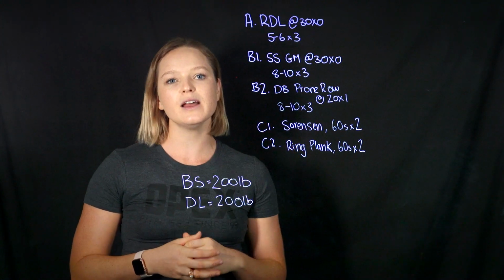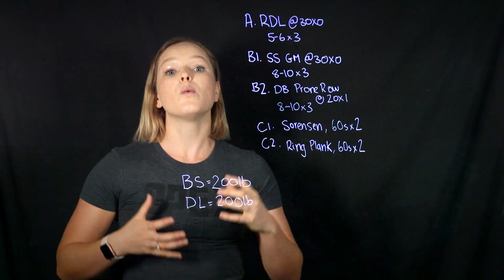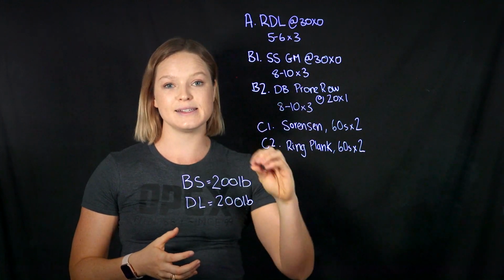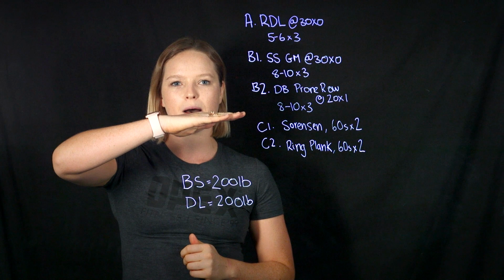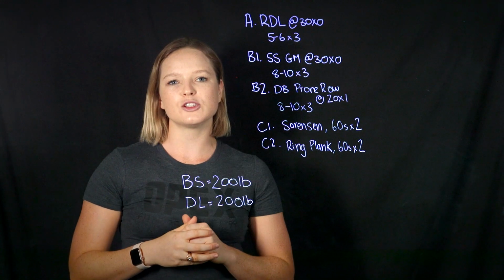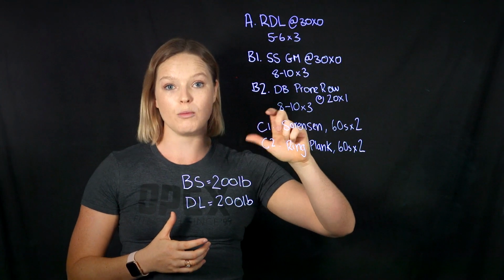Then finally, we're going to finish it off with a little bit more accessory with some isometric holds. We have 2 sets of a 60-second Sorensen hold, like holding that top position on a glute ham extension, and then supersetting that with a ring plank for some core. So again, a bending and a core movement pattern.